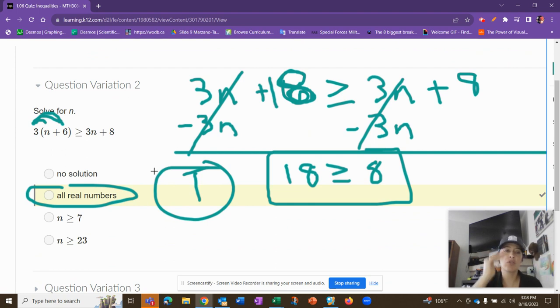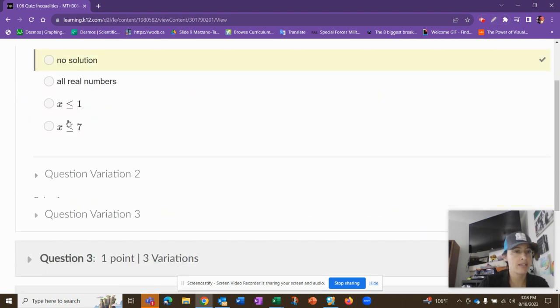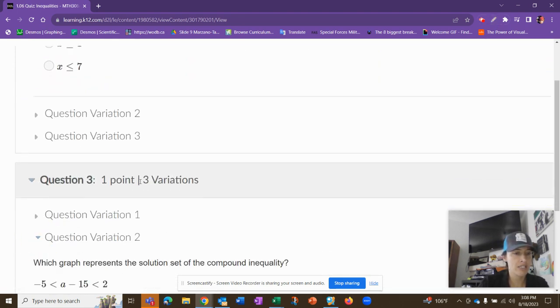So that's how no solution and all real numbers, those are the situations where you might see them arise, special cases. Let's keep going. This one's going to be fairly quick.